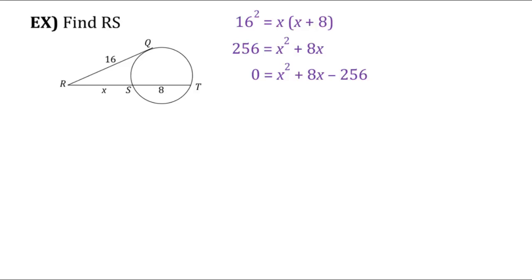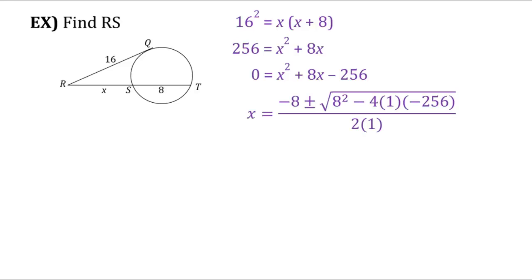So we're going to use the quadratic formula on this. We know that our first coefficient in front of x squared is our a. In this case, it's 1. Our middle coefficient in front of x is b. In this case, it's 8. And then our constant is c. In this case, negative 256.